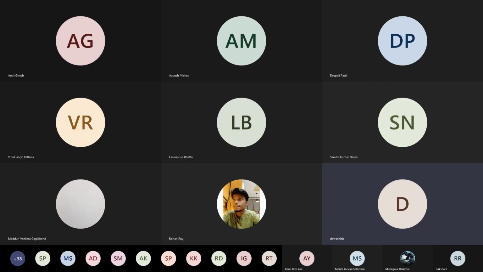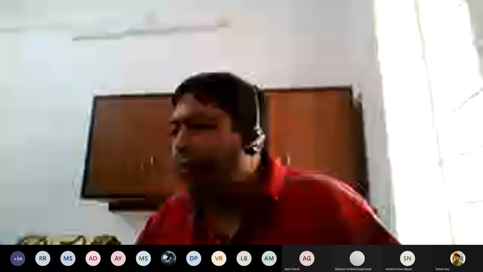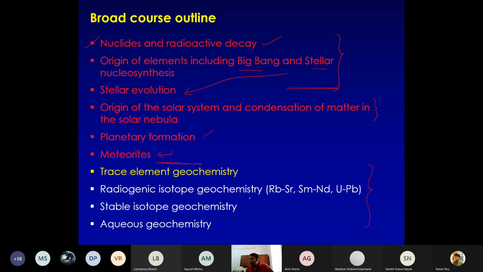Used for dating of rocks, geochronology. So we look at how those things are done. These two parts, the trace element geochemistry and the radiogenic isotope geochemistry, will have lots of numericals. So you'll have lots of sums, calculations, etc. These are the two sections where you'll have lots of numericals, which we will do.